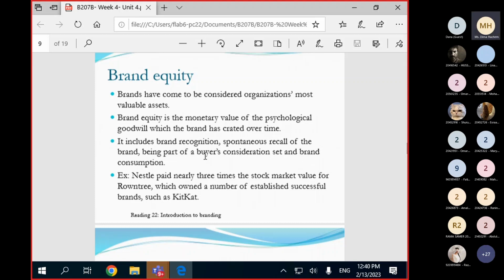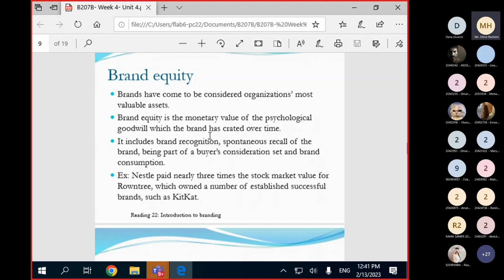Okay, if a car is German, you are more likely to think that this is a good car. If the clothing is from Italy, you are more likely to think this is good fashion. If the watch is from Switzerland, it's more likely. So some countries also are known. Brazil is known for coffee, and so on.